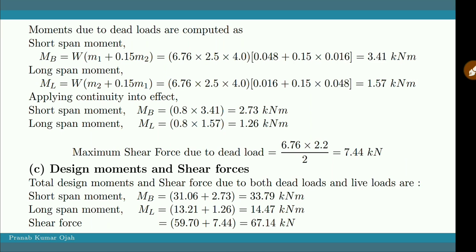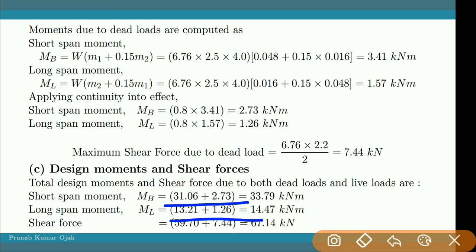Next, step C: design moments and shear forces. The total design moments and shear forces due to both dead loads and live loads are as follows. I have just summed up the values of MB, the short span moment due to the live load as well as the dead load, which comes out as 33.79. Similarly, for the long span also, I have summed up the values I calculated for the live load as well as the dead load, which is 14.47. Similarly for the shear force also. So finally, I have calculated the design moments and shear forces, which will be used for further design of the slab.